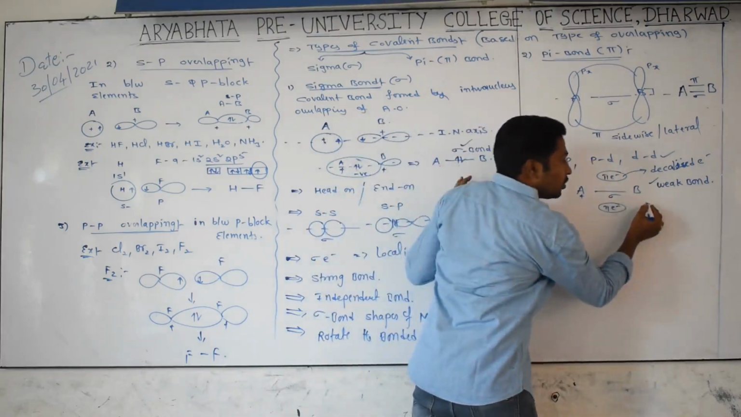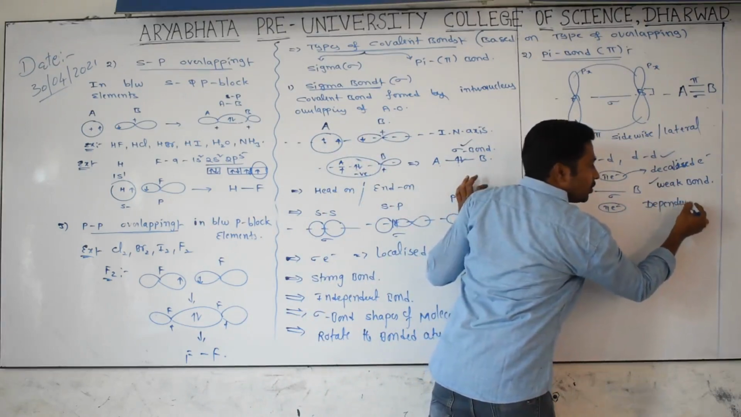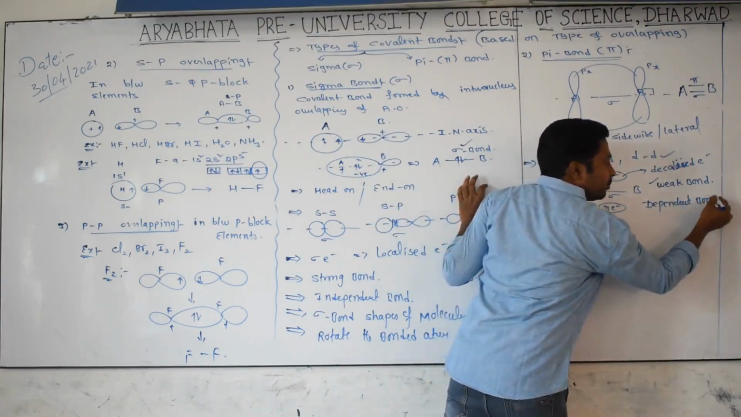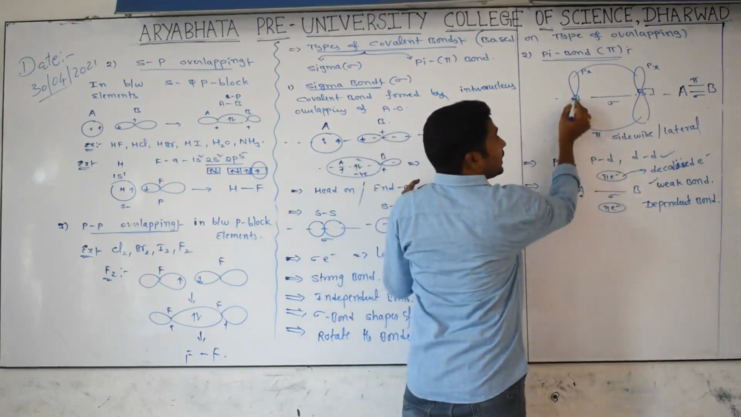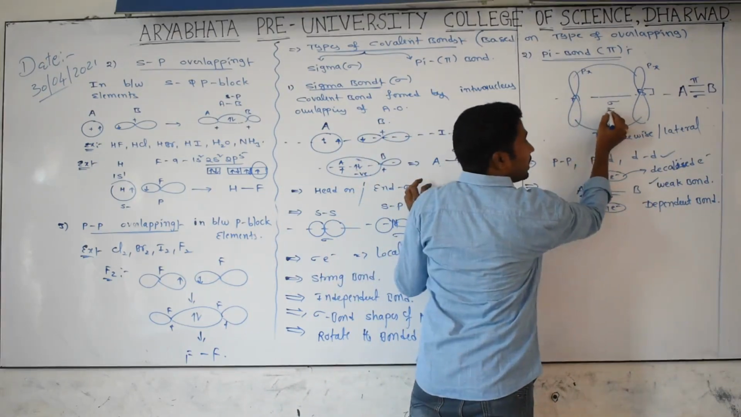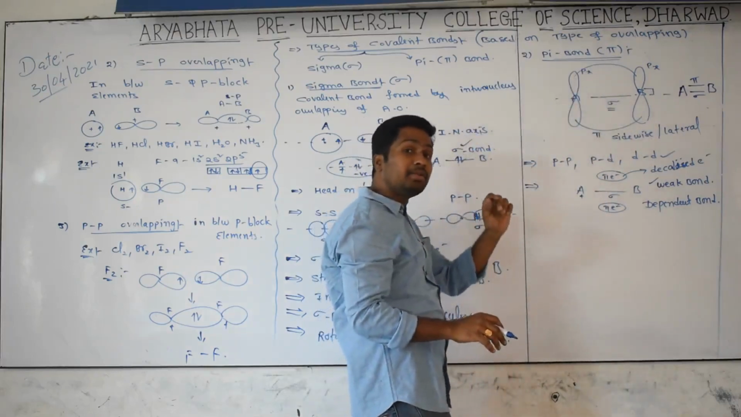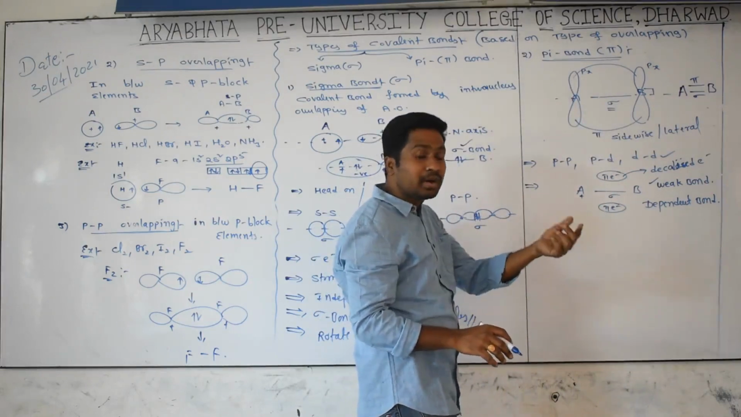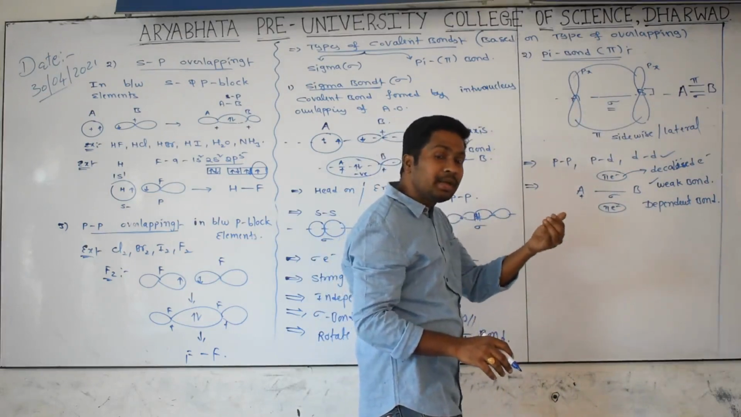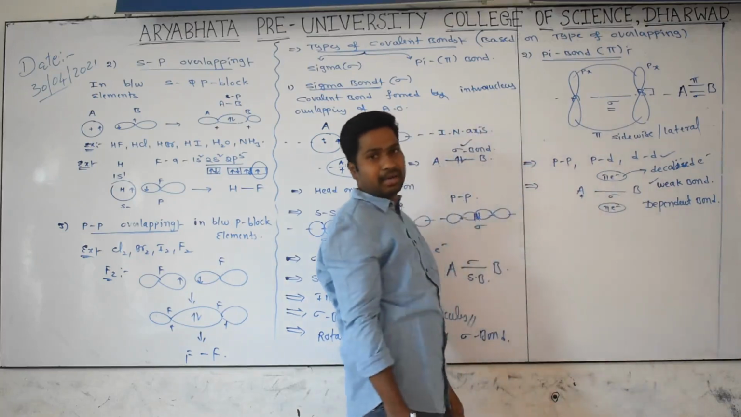And the pi bond is called a dependent bond. Sir, why do we call the pi bond a dependent bond? The condition is, first of all, the atoms should be connected with a sigma bond. Then only pi bond formation happens. It means pi bond formation takes place after sigma bond formation. That's why the pi bond depends upon the formation of the sigma bond, and that's why it is called a dependent bond.